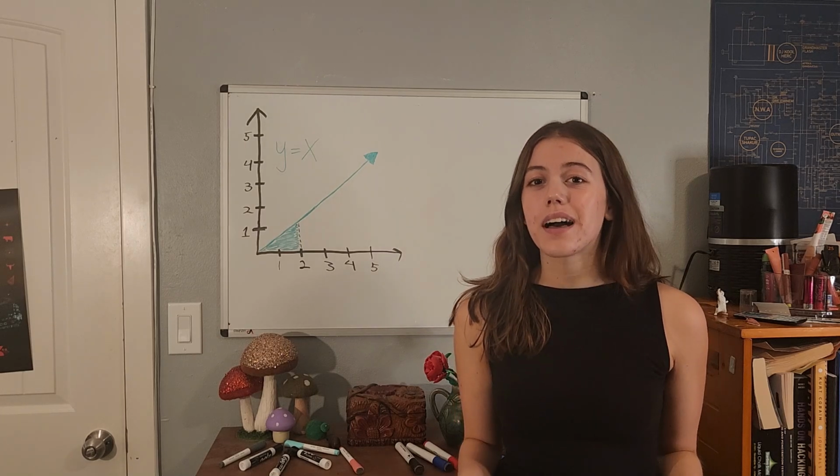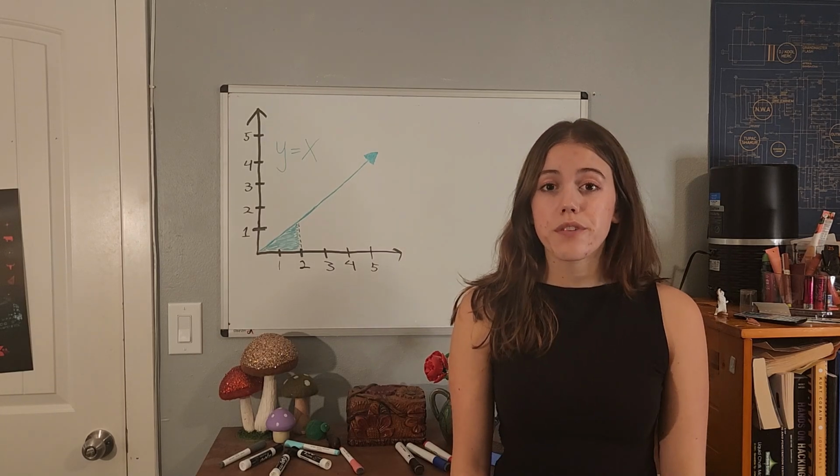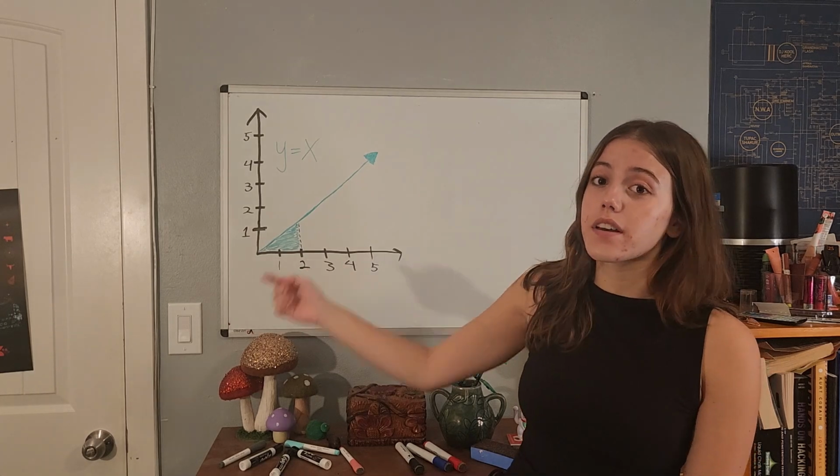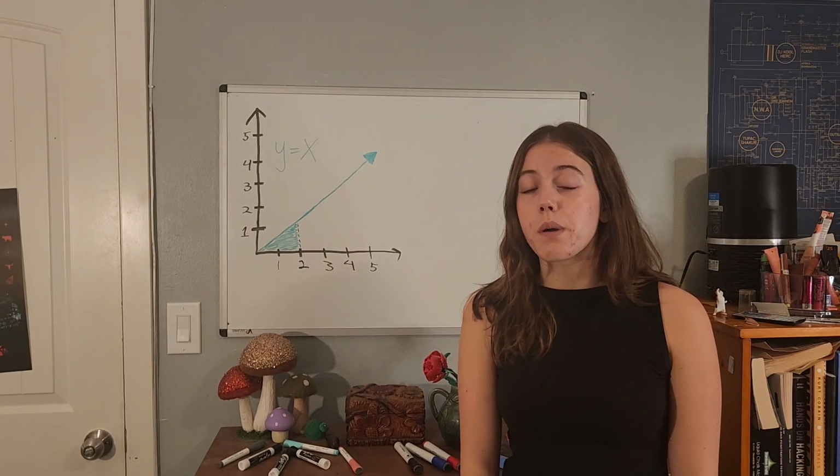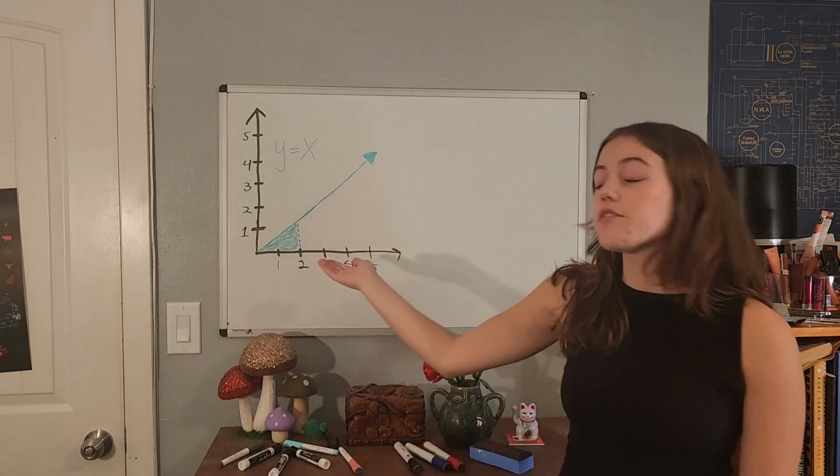Integration is a fundamental idea in calculus. It's how we would find this shaded region, the area underneath a curve. In order to do so, we must first find the antiderivative of this function.